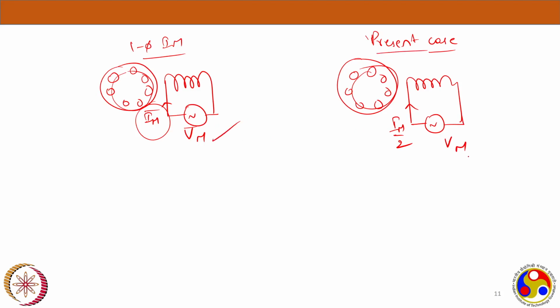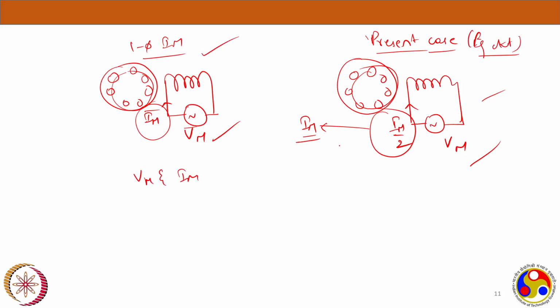Everything is the same: VM, stator, rotor, everything is the same, but this current is the one thing that is bothering us. Now if we somehow make this current IM/2 into IM, then everything would be okay. My equivalent circuit: the original would be VM and IM, and if I make this IM by 2 into IM, then it's also VM and IM, so everything would be the same.